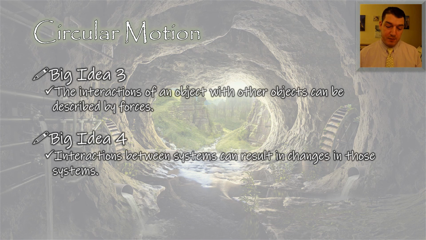The last big idea, 4, is about interactions between systems can result in changes in those systems. It's really that the forces that an object experiences from another can end up causing it to accelerate, can end up causing it to change direction, can end up causing some kind of change to that system. So it's really that these forces of interaction actually can be more than just a force that exists. They can be a force that causes change within the system.